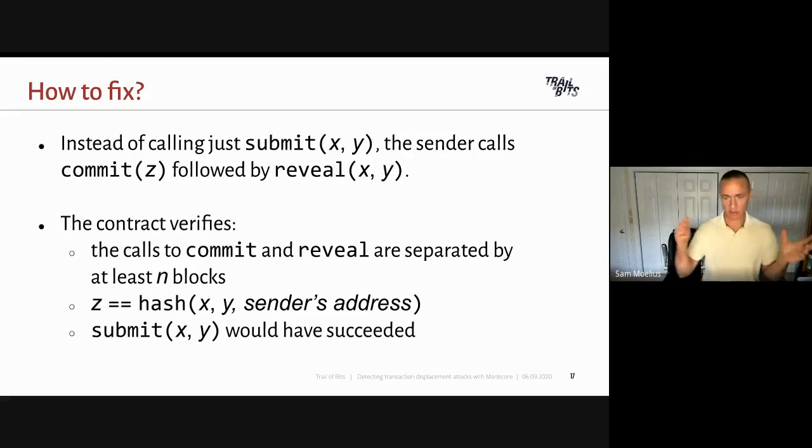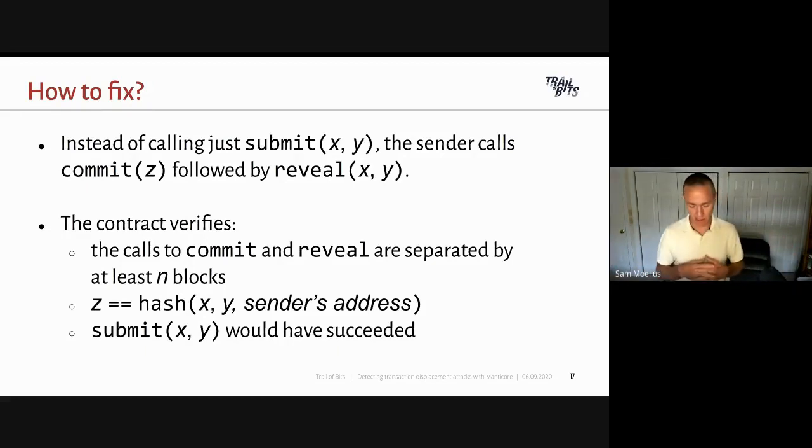And then the same conditions as before would have to hold. The contract would have to have not already been redeemed, and the x and y would have to correspond to the address that was of interest. So how does this help? Well, suppose that Mallory were to try to blindly copy Charlie's calls. The value that Charlie commits to here will be the hash of x and y and Charlie's address.